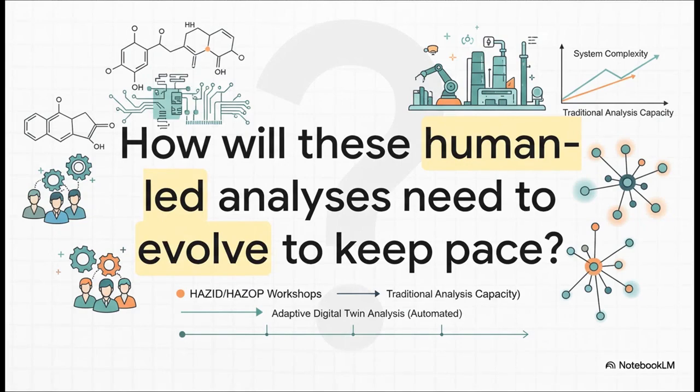At their core, HAZID and HAZOP are human-centric, workshop-based processes that rely on collective expertise. So as our facilities get more and more complex, more automated, how will these essential analyses need to adapt and evolve to keep pace and to guarantee safety for the next generation?